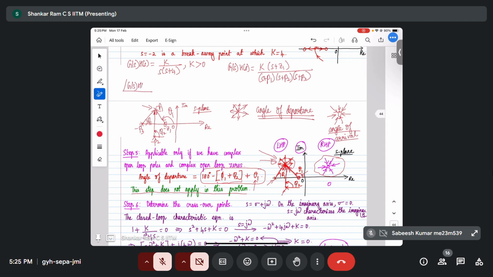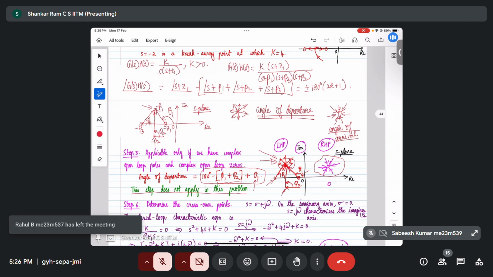It should be angle of K is 0. It should be angle of S plus Z1 minus angle of S plus P1 plus angle of S plus P2 plus angle of S plus P3 should be equal to plus or minus 180 degrees times 2K plus 1. I hope this is fine, Vikas. I hope till here we are okay. Now we need to find the angle of departure.